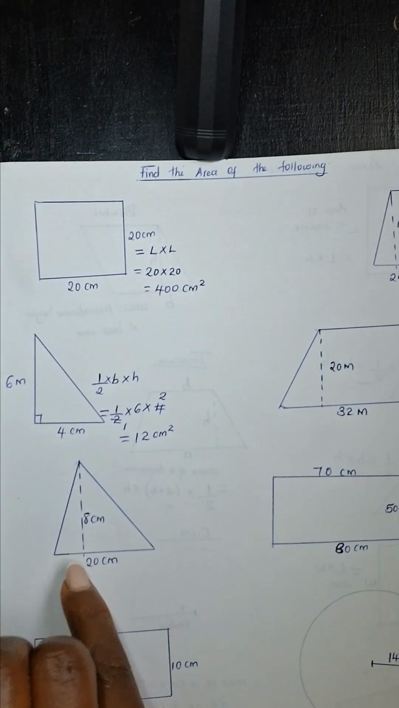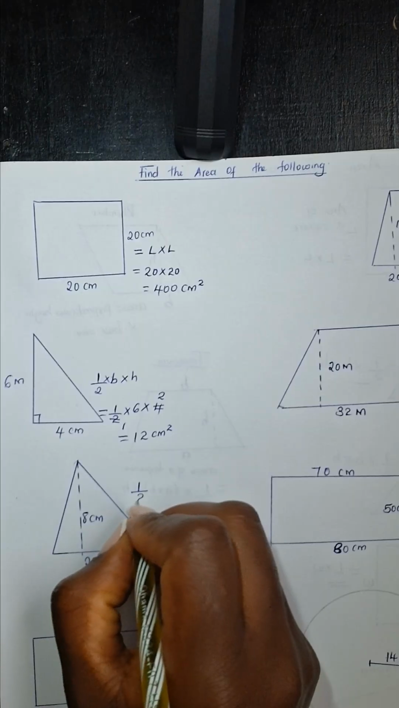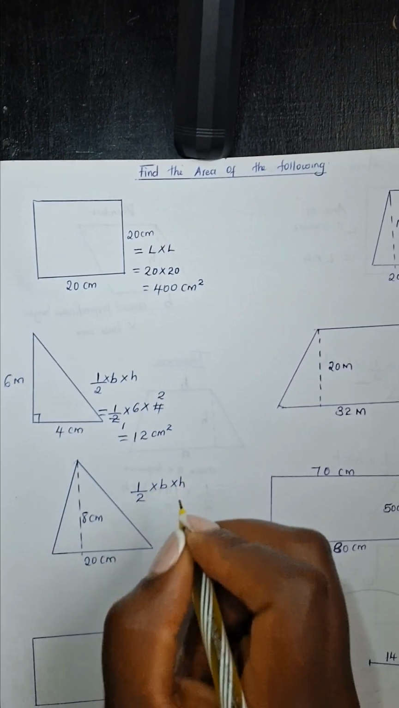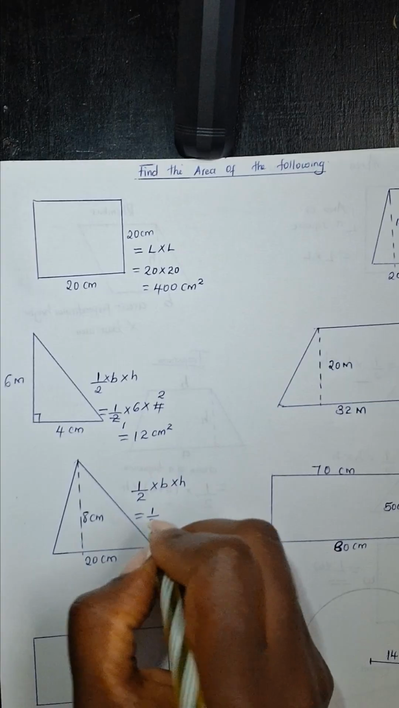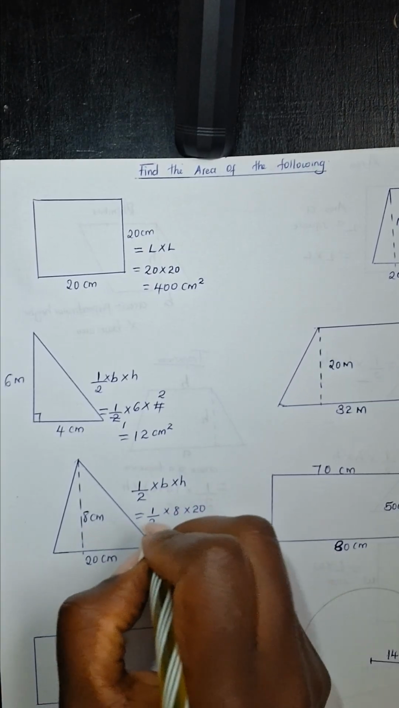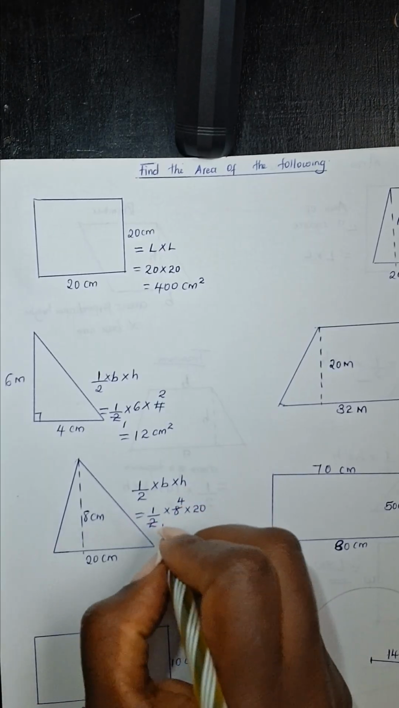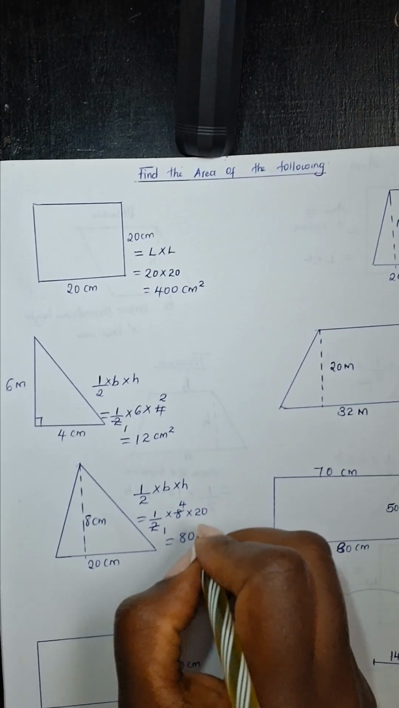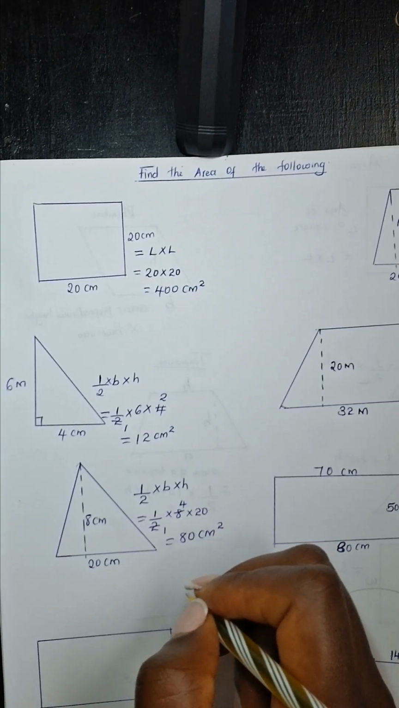I have another triangle here. Again, as a bright student, you know very well that the formula is a half times base times height, okay? So I'll just replace that. It's a half times 8 times 20. By 2, 1, by 2, 4. So my answer is 80. 4 times 20 is 80. 80 centimeters squared. Okay?